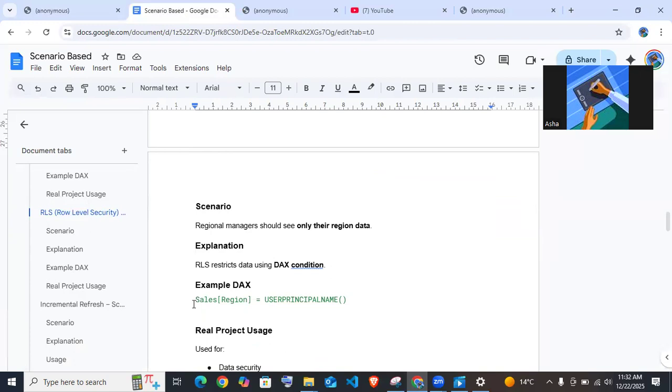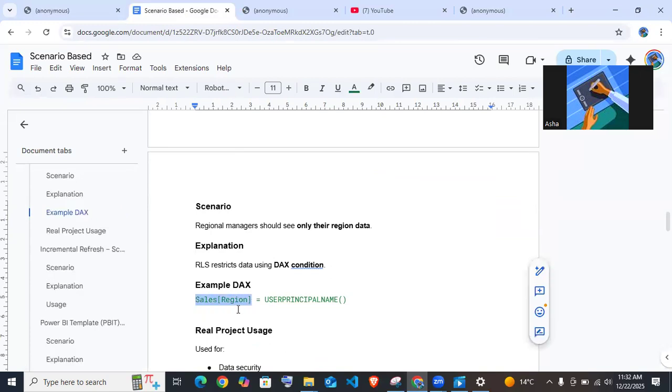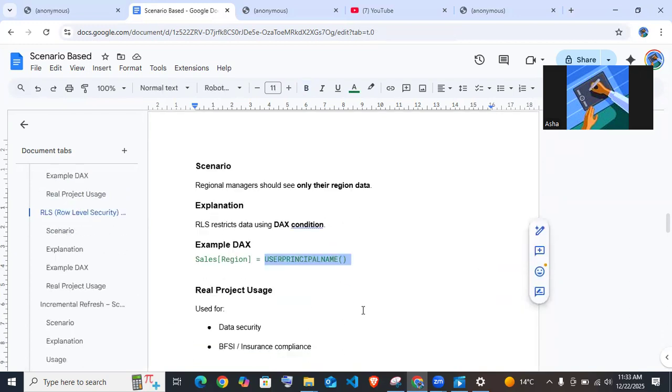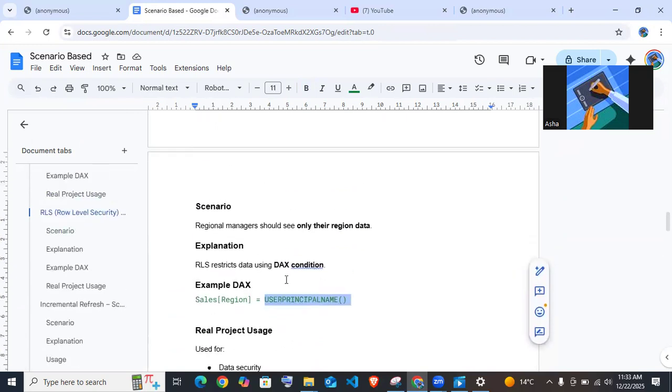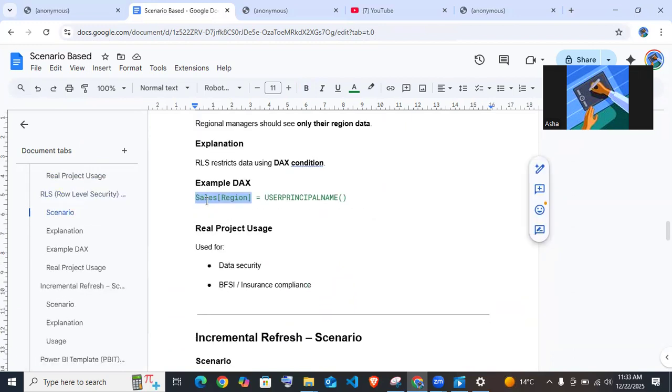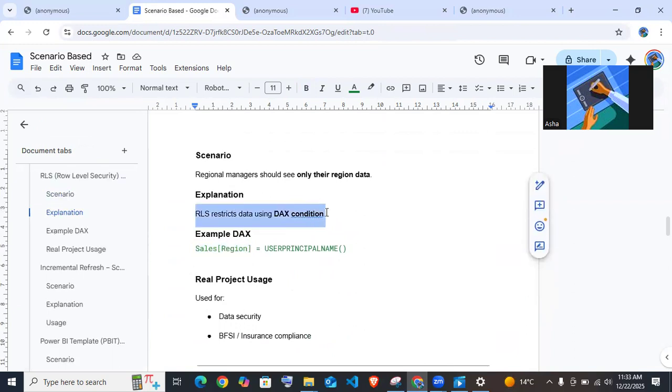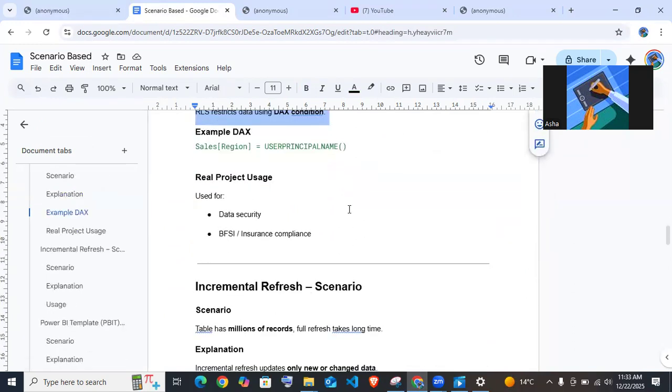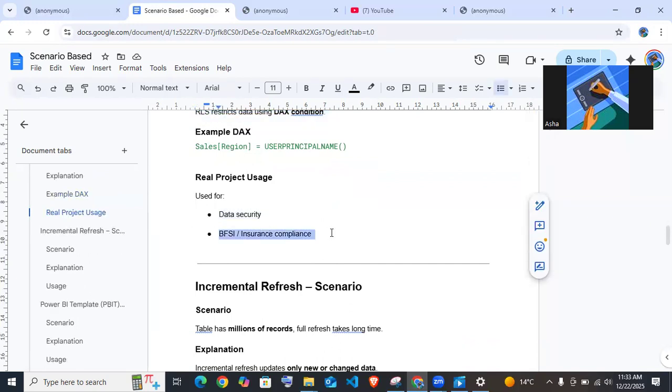Yeah, so here we have this. For example, I am trying to share data with a different regional manager. So what I will use, I will create one role in Power BI desktop, user principal name, and I will share this report on Power BI service. So only, for example, East regional manager can see their data and South regional manager can see their data. So this is the DAX in row level security in Power BI. Simply, you can say data security or BFSI insurance compliances. We use the row level security for this reason.